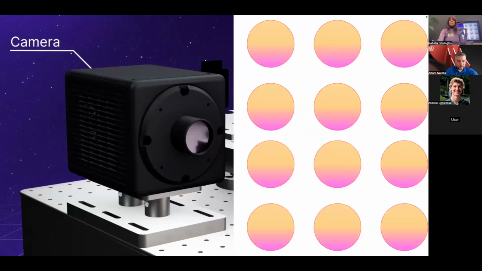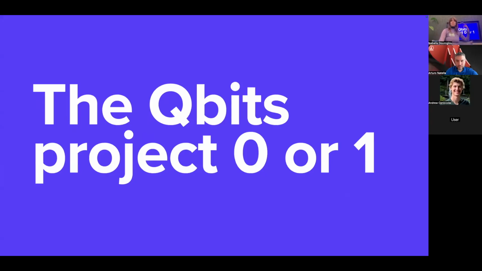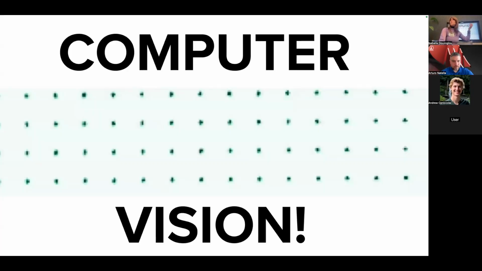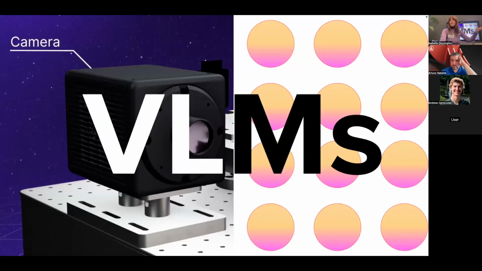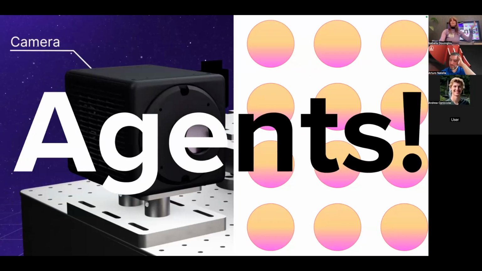In this particular computer, it's actually a camera. So they take a picture of the atoms. And so the qubits are projected into 0 or 1 based on what the image is telling us. And this has become a computer vision problem. And so machine learning is applied on the fluorescent image of the QPU. This is literally how the information is being read out from the quantum computer. So my idea here is, okay, VLMs could do some of this work and analysis of the QPU readout, and therefore agents. So far, so good.